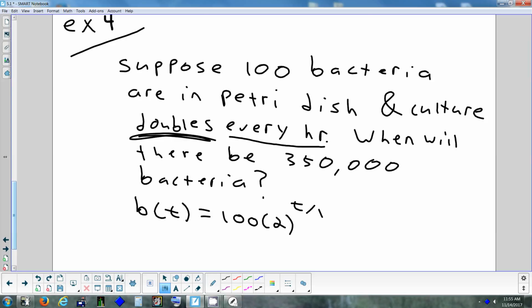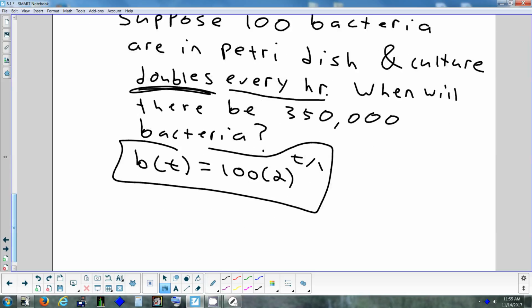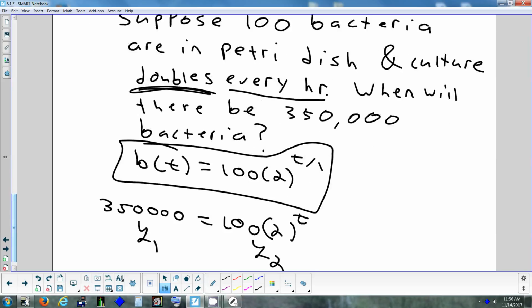Now, if you were going to solve it, where would the 350,000 go? B of t. Okay, so there's the first part of the problem. Second part, put that in y1. Put that in y2. See where they cross. Okay, you might think it's going to take a while, but actually if it's 100 bacteria doubling every hour, that's going to hit 350,000 pretty quickly. Probably within a day, I would think.